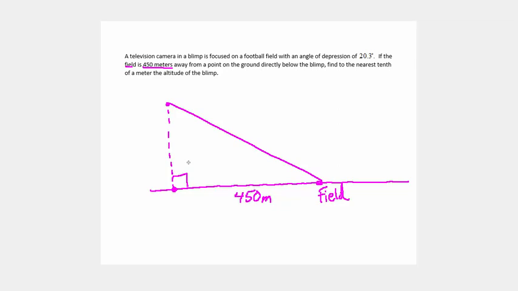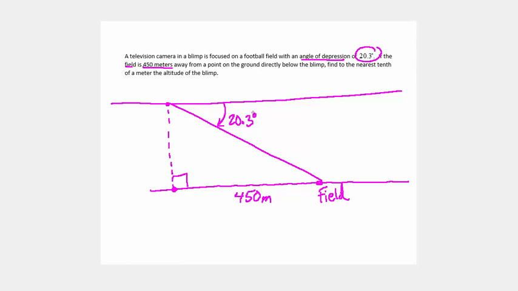What we know is that the angle of depression for this blimp looking at the field is 20.3 degrees. So, as previously defined, if you imagine a perfectly horizontal line of sight from the blimp, it would be parallel to the ground, but the angle of depression is the one that would bend down away from that horizontal line of sight toward the actual line of sight. So that angle they're telling us is 20.3 degrees.